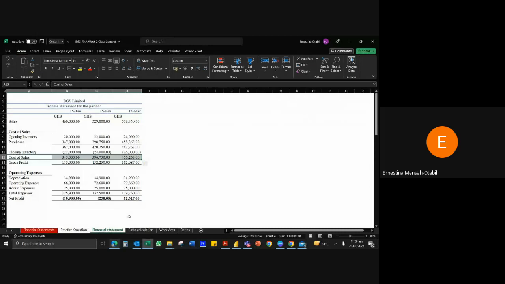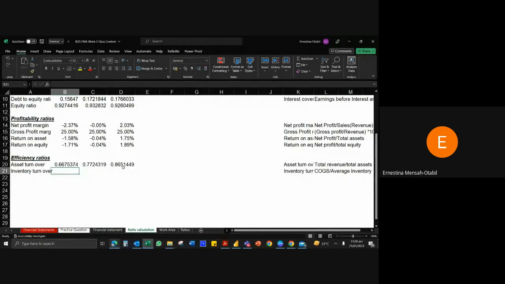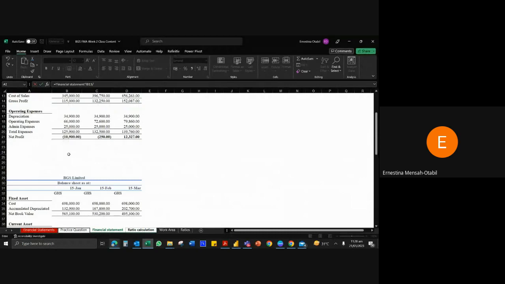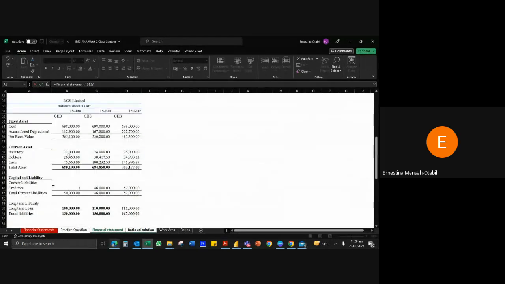So now let's calculate the inventory turnover, which is equal to cost of sales over the average inventory. We don't have the average inventory, so we are going to use the inventory.